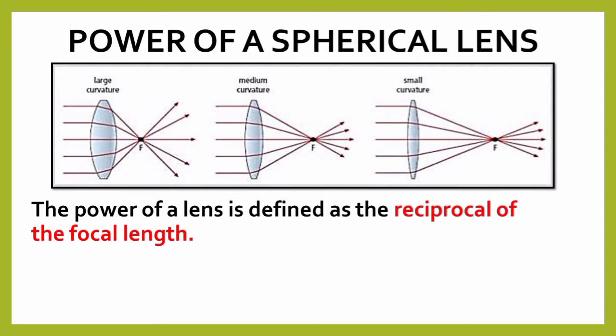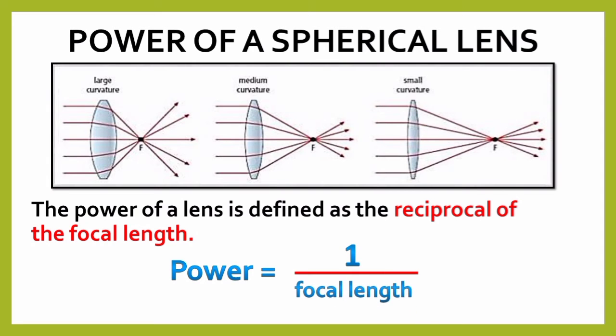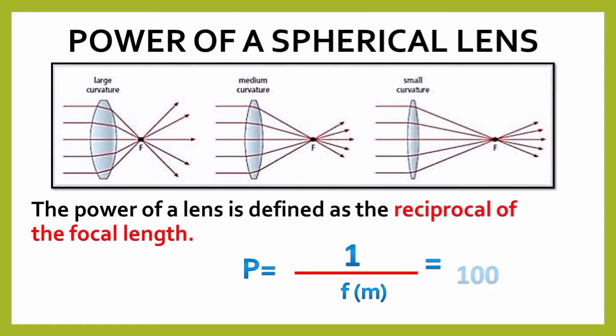If we want to express power in a mathematical expression, we can express it as power is equal to 1 by focal length. The letter used to represent power is capital P, hence the formula becomes P is equal to 1 by f, with f in meters. But usually we represent focal length in centimeters. In such cases, power is 100 by f, with f in centimeters.